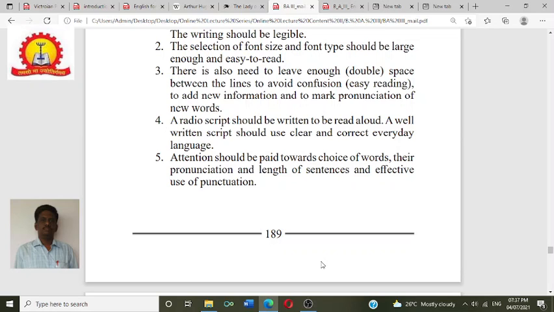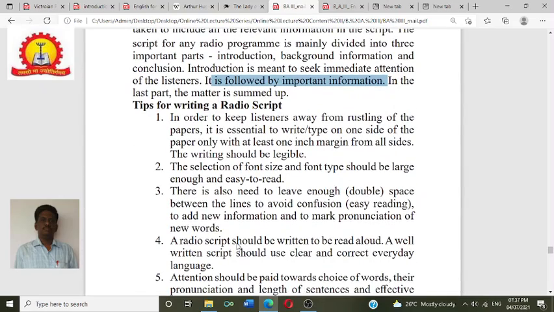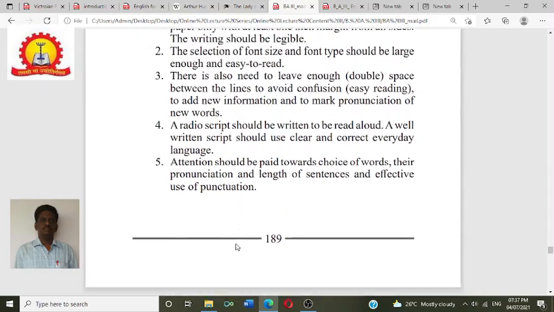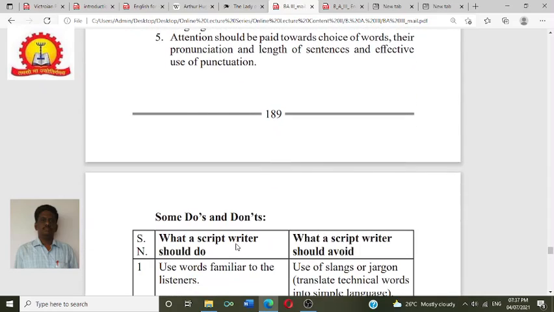Then the pronunciation, because you are supposed to read it aloud. So you should pronounce correctly. And then the length of sentences. The length of sentences should be small. It should not be a lengthy one. Otherwise, it may create confusion. And effective use of punctuation. So this is the fifth tip that we are supposed to understand. Tips for writing a radio script.